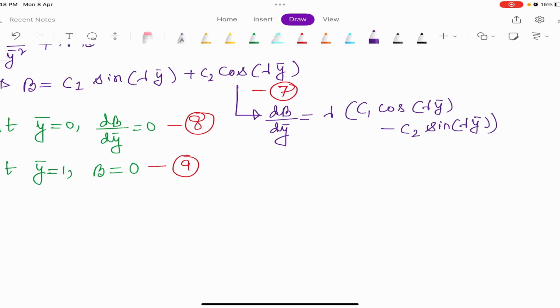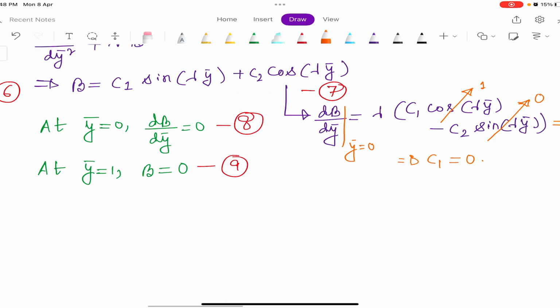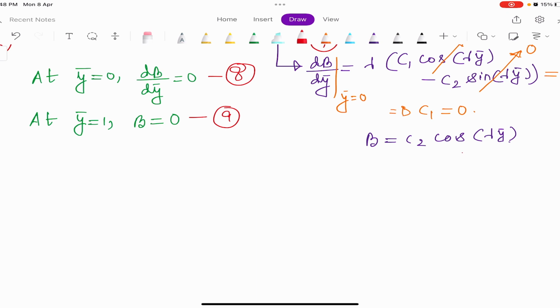right? And at y bar equal to 0, the sine will be 0, and the cosine will be 1. And that is 0, we already know. This directly shows that C1 equal to 0, right? That means B is nothing but C2 cos of lambda y bar. Let me term this equation as 10. You combine 9 and 10, and that will give you C2 cos of lambda is equal to 0.